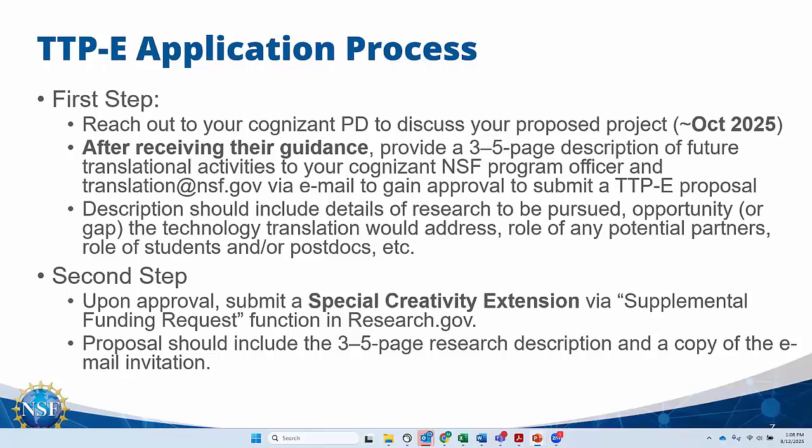of the FY. After you've talked to your Cognizant Program Director and they've provided their input and their approval, you can go ahead and submit to them a 3 to 5 page description of the future translational activities. We have provided internal guidance to the NSF program directors around what specifically should be in that 3 to 5 page description. A highlight is included in the slide, so things like details of the research to be pursued, opportunity or the gap that the technology would address, role of partners and students, that sort of thing. But we want to have the program officer be the one that provides you with a detailed outline of what you would put in that 3 to 5 page description.